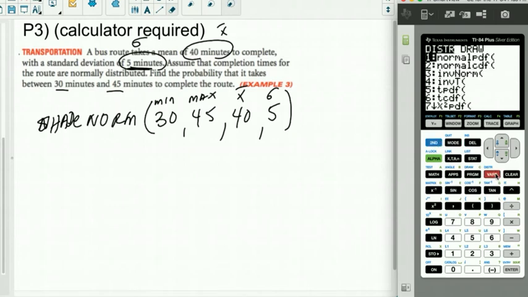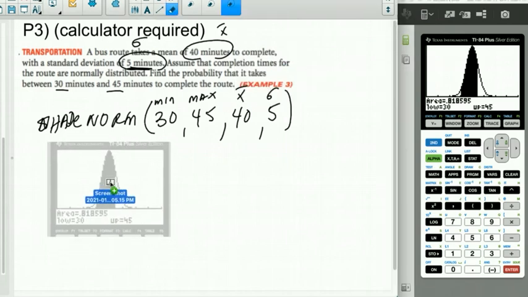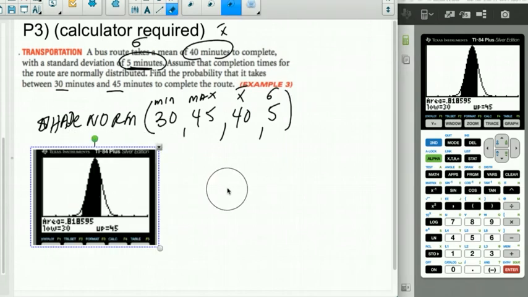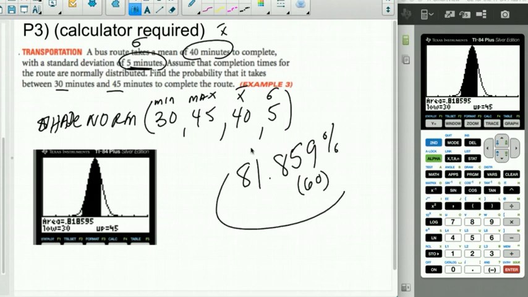I'm going to go back to distribution, draw, and again, my min is 30 up to 45. Mean was 40, and my standard deviation was 5, and that should be there. And so again, if we screenshot that, you're not expected to know how to do this by hand. It's absolutely fine to have to look this up. So we would be looking at an 81.859 or 860% chance. And that's what we get from that number with the area. And that is it for 12.5, or sorry, 12.6.